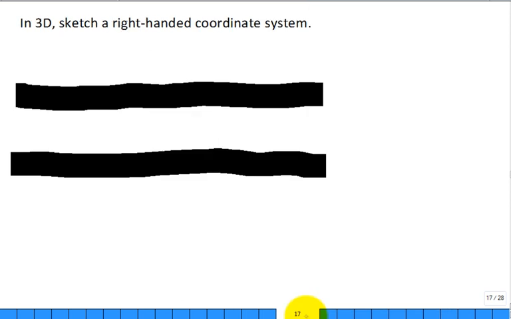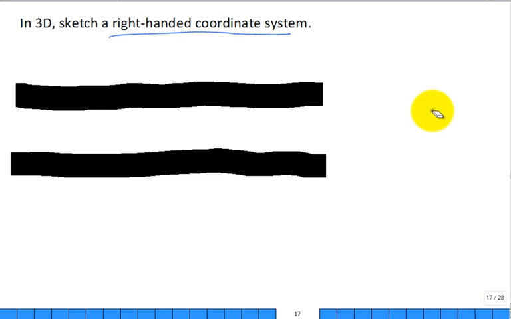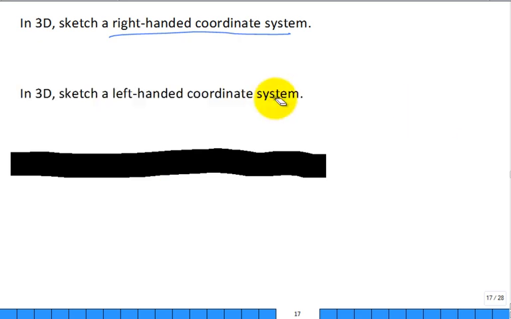Now we move from 2D to 3D. And you have to trust your math a little bit more. All right. I want you to sketch a right-handed coordinate system. Sketch at least one. I'm going to walk around and check your right-handed coordinate systems. Let's start off with a right-handed coordinate system. Now that we have a right-handed coordinate system down in 3D on a piece of paper, sketch a left-handed coordinate system.